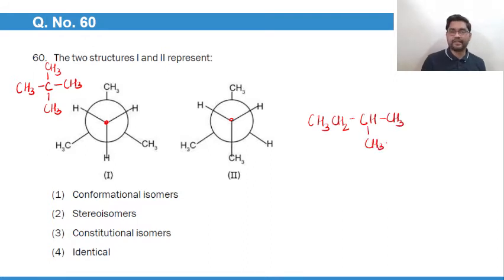This is isopentane. So if you see, they have the same molecular formula but differ in their structure. So obviously it's not a conformational isomer, right? Because their structures are different. It's not a stereoisomer as well. It's a constitutional isomer, that is structural isomer. So we'll go with 60, option number 3.